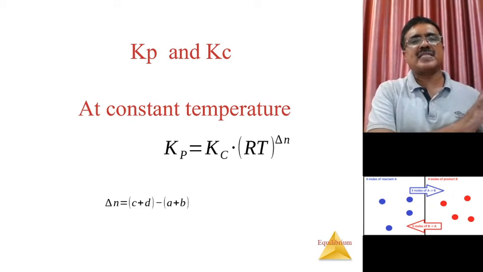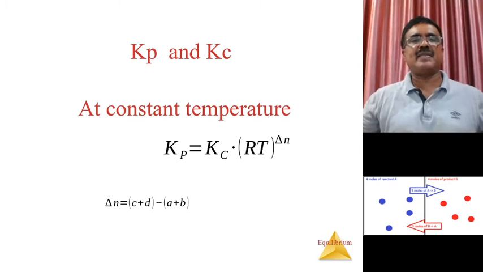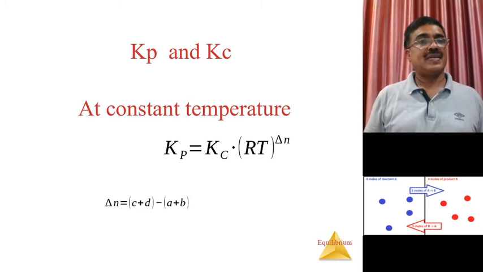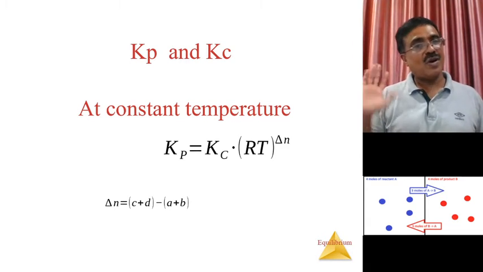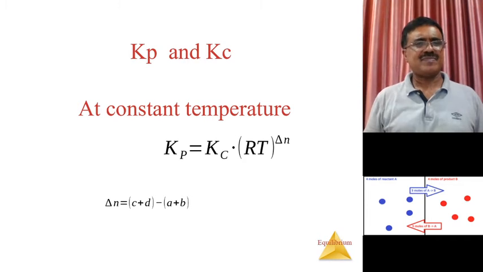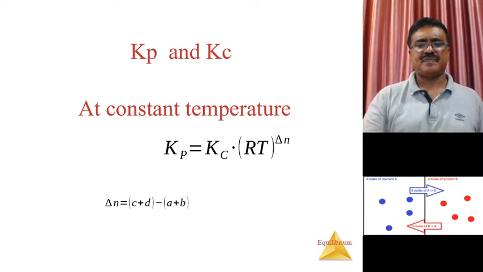Where, what is delta n? Number of moles of the products minus number of moles of the reactants in the balanced equation. The stoichiometric coefficients, you take the difference. That is it. Right? Delta n can be negative or positive or 0, always a whole number.